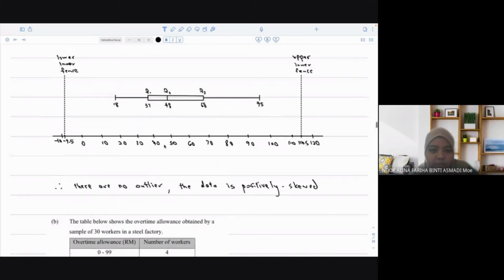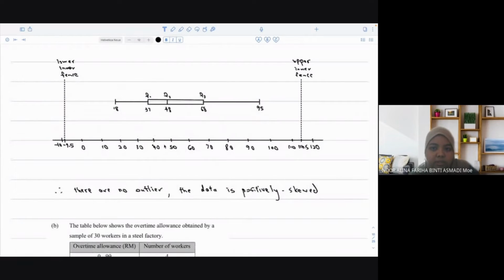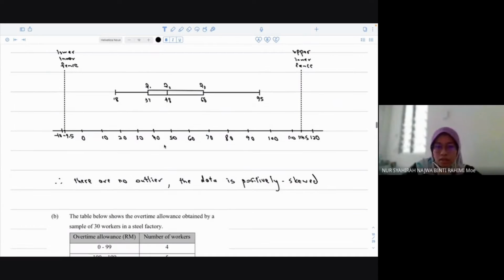Then we can conclude that the data is positively skewed because the right whisker is longer than the left whisker and the median is nearer to the first quartile. If the left whisker is longer and the median is nearer to the third quartile, the data is negatively skewed. Yes, I believe that you are right.